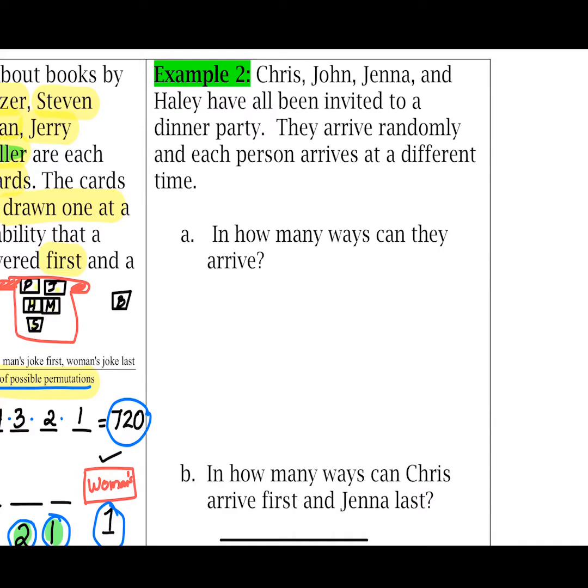So now let's go ahead and look at the second example. Chris, John, Jenna, and Haley have been invited to a dinner party.